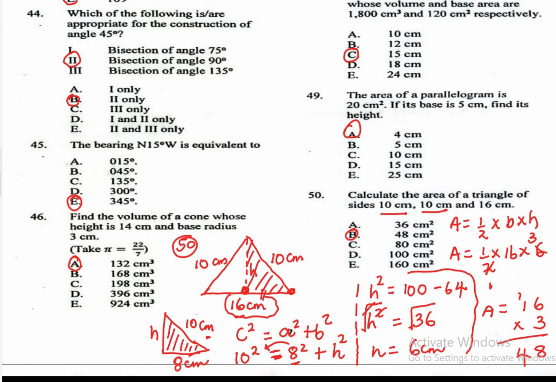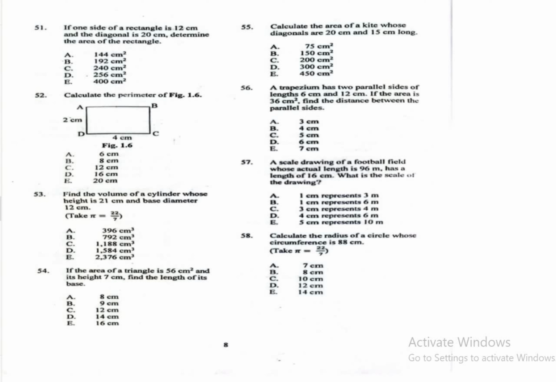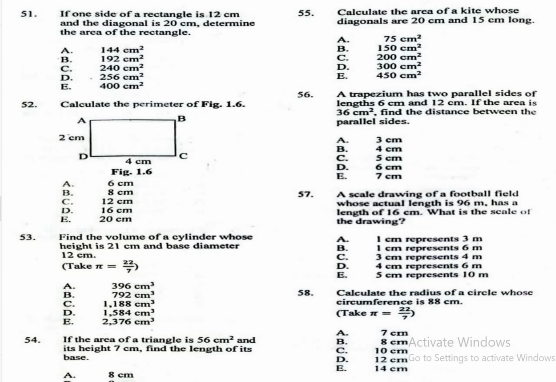Now let's go straight to question 51. All right, question 51. To solve question 51, I'm going to sketch this. Let this be the rectangle. Now, the question says if one side of a rectangle is 12 centimeters and the diagonal, let this be the diagonal. This diagonal is 20 centimeters.